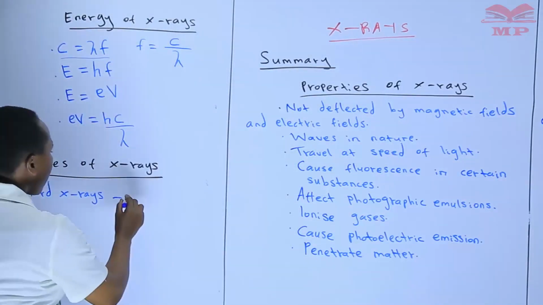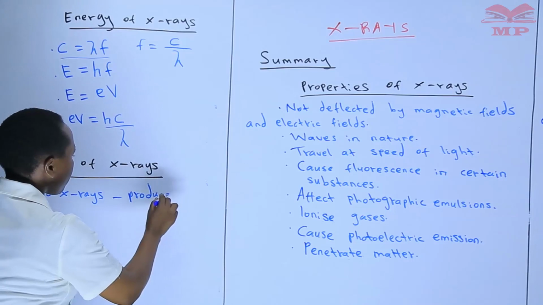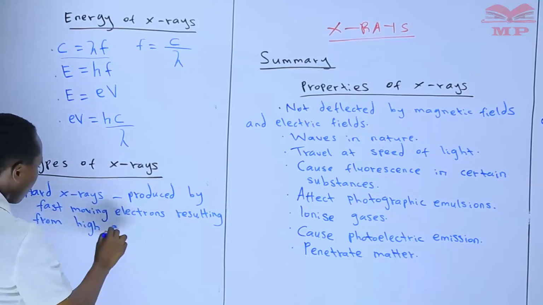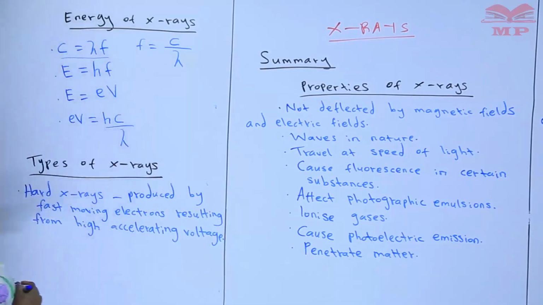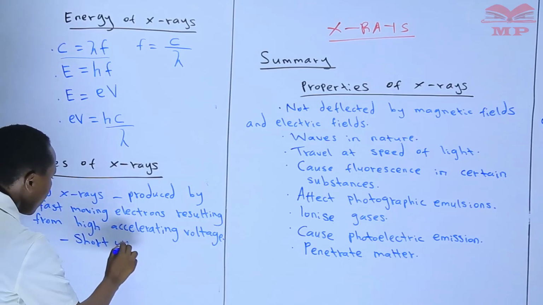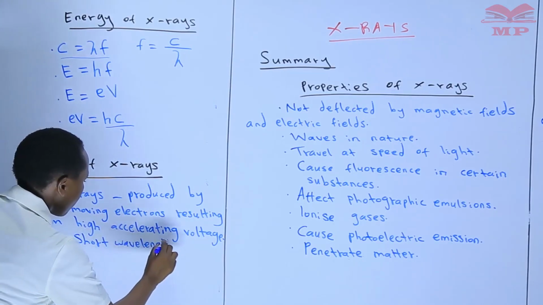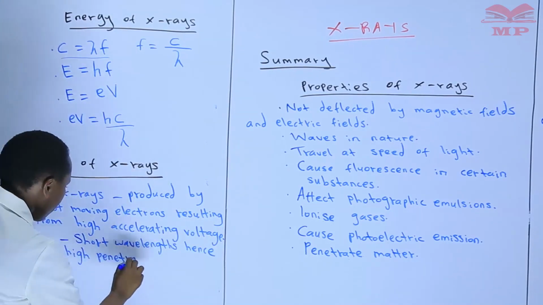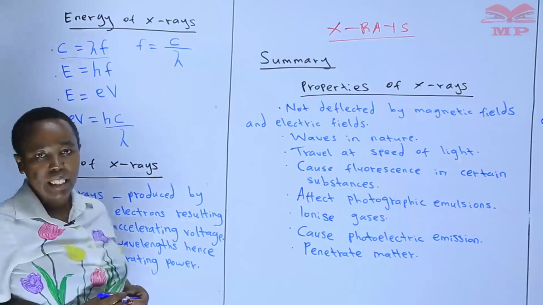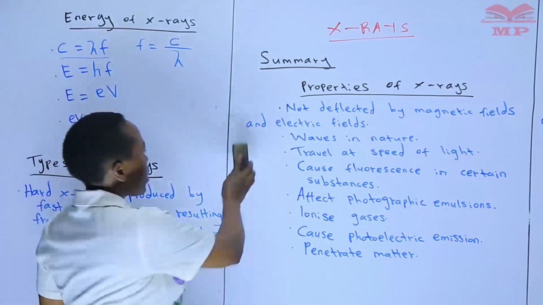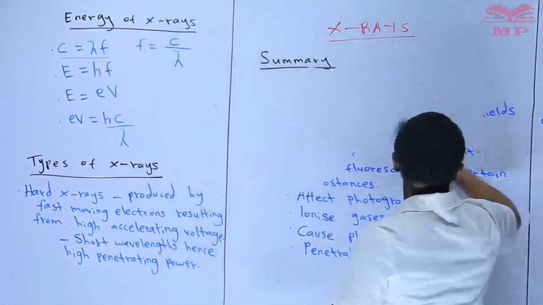So we can say with the hard X-rays produced by fast-moving electrons resulting from high voltage, then we can also say that they have short wavelengths, hence high penetrating power, and therefore they can penetrate flesh, but they are absorbed by the harder materials like the bones. So those are the hard X-rays.